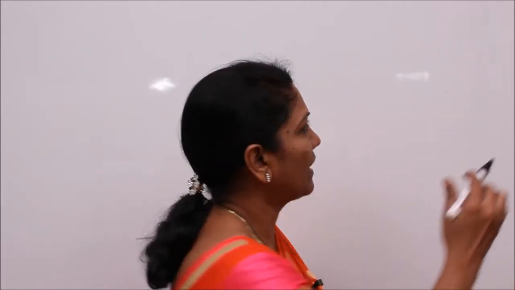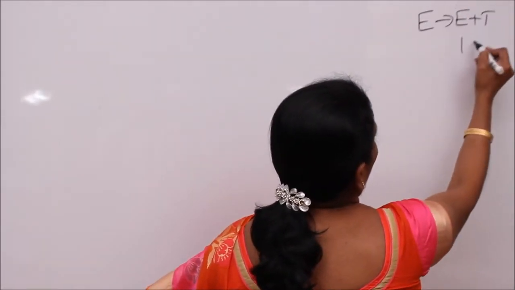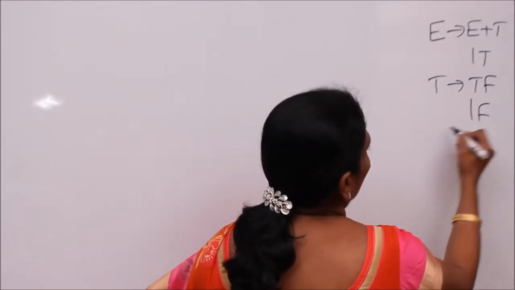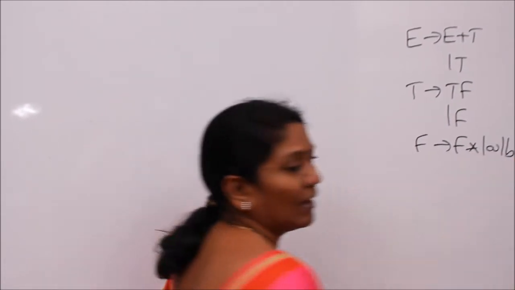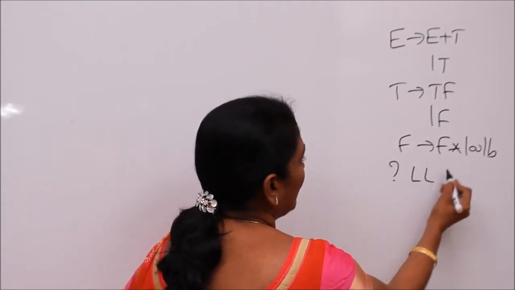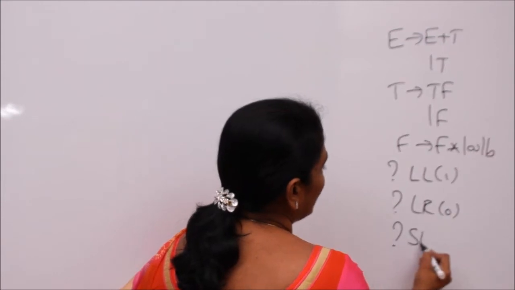Let's take the example of regular expressions, an ambiguous grammar that defines all regular expressions with the main operations union, concatenation, and Kleene closure. So if you take that grammar, E goes to E plus T or T, with union, concatenation, and Kleene closure. Let us now see how to check whether this grammar is LL1, whether it is LR0, whether it is SLR1.